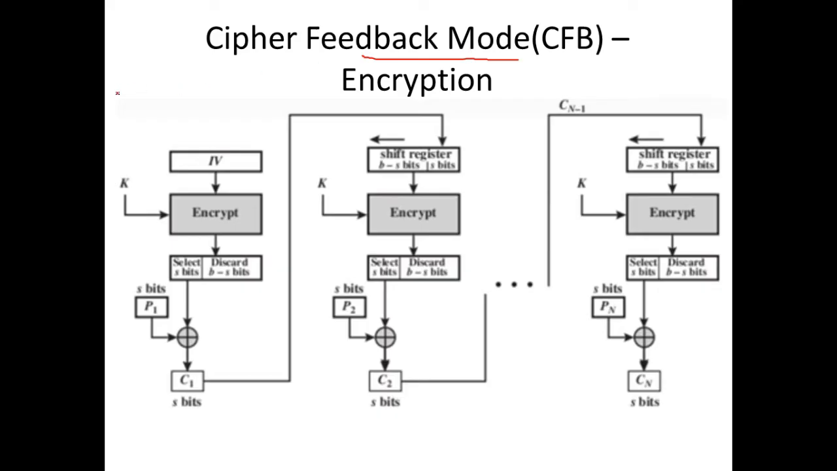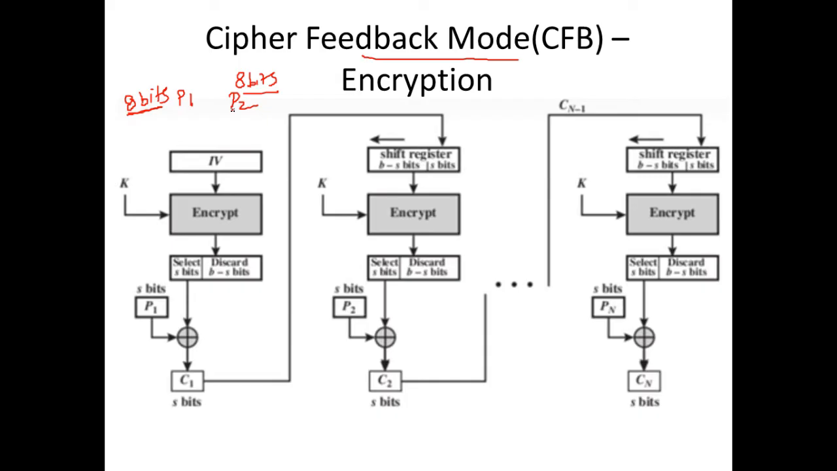Let us consider a stream of bits, say a stream of 8 bits coming in. Plain text P1 is 8 bits, P2 is again 8 bits. So we have a stream of 8 bits coming in. Actually, we need a stream cipher to encrypt this. We'll see how to use a block cipher to encrypt a stream of bits that is coming in.